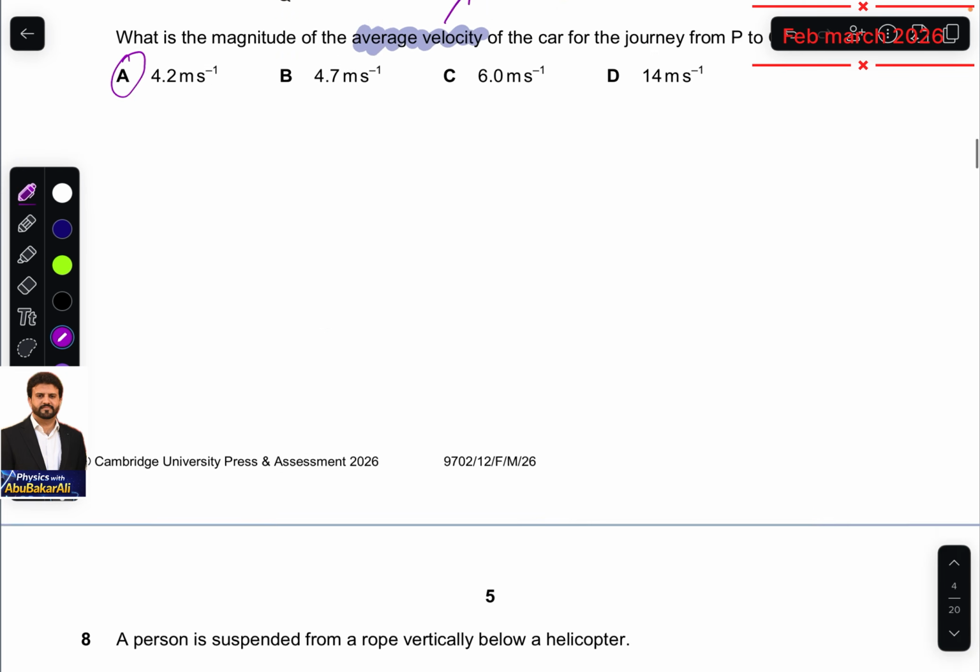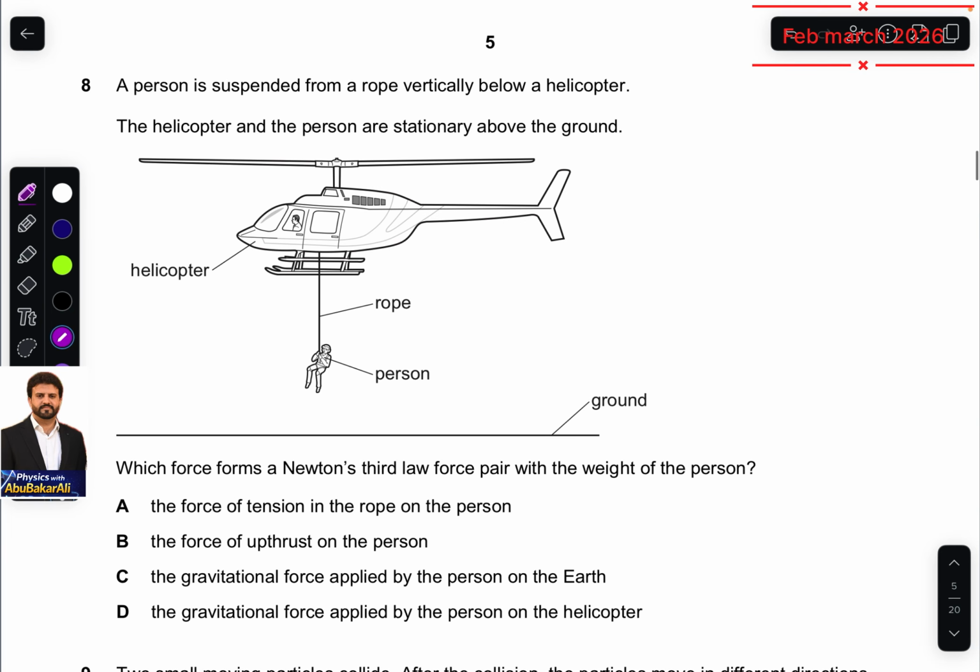Moving forward, question number 8. A person is suspended from a rope vertically below a helicopter, and the helicopter and the person are stationary above the ground. Okay, so they are not moving. Which force forms a Newton's third law force pair with the weight of the person? Okay. And what you have to keep in mind, beta, whenever they ask you about the third law, there are only two objects involved. Okay, this is a very common mistake.